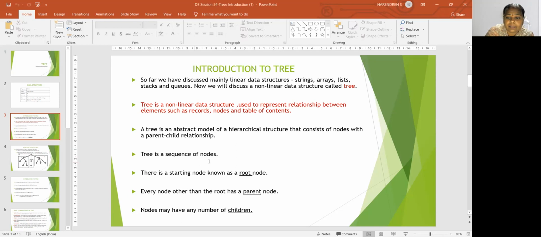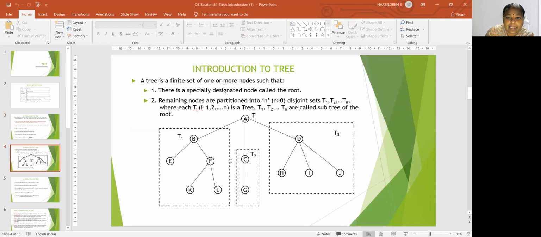For this, we are going to see an example. So how to define this tree? This is one example for the tree. See, there is a root node, that is A. One particular node is called A. Then it has three children, or next level nodes, like B, C, D. Then B is again divided into some nodes, and similarly it goes like this.